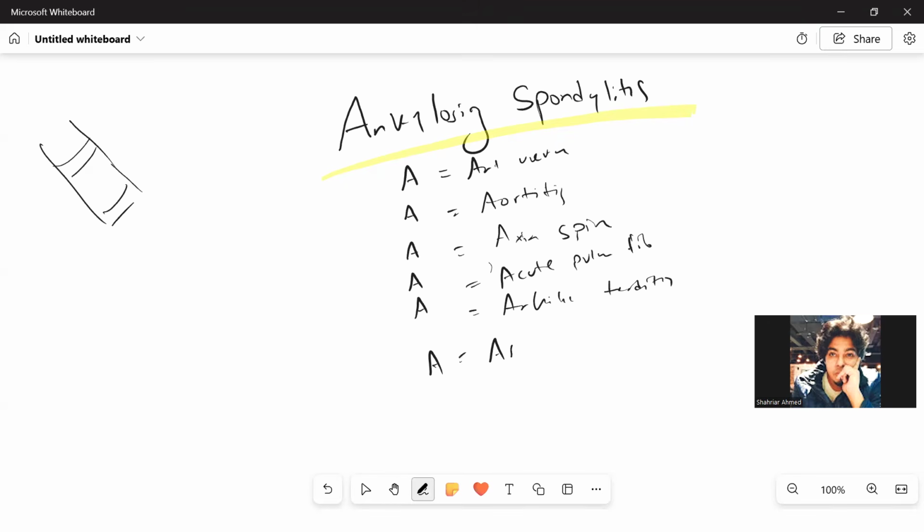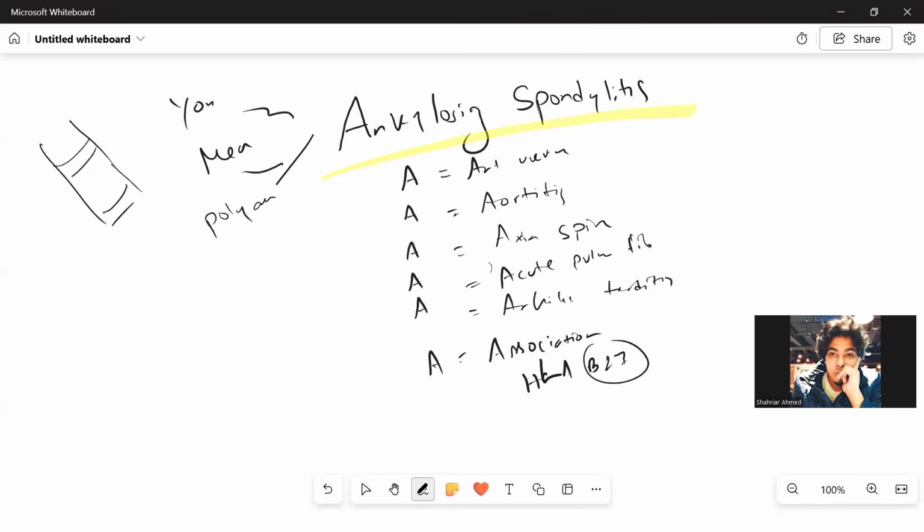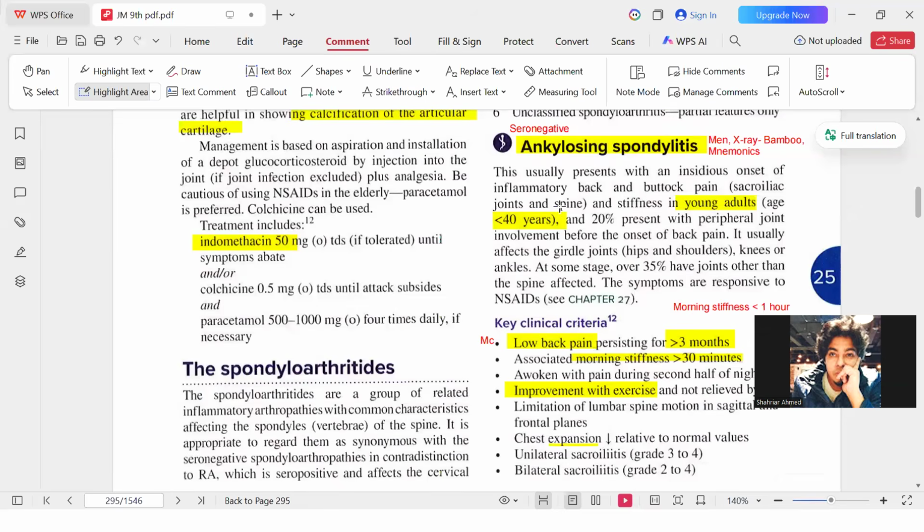Another thing you can make in your own way is association. What do you mean by this association? HLA, it's a part of the investigation. B27 association for ankylosing. Also, a few more things. It's more common in men. It's more common in the young. Am I right, guys? So let's go into the John Motta to see what's given here.